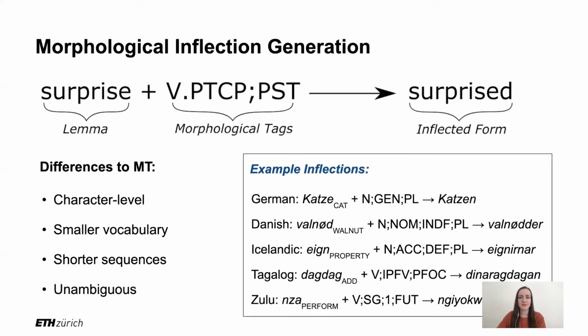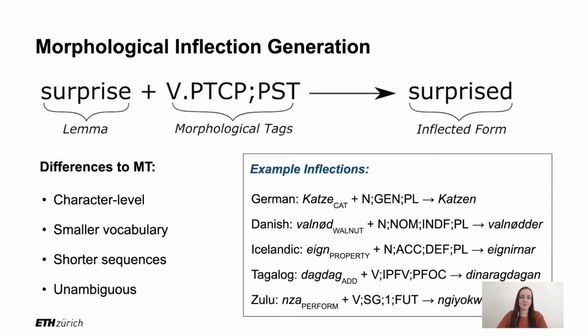For instance, morphological inflection is modeled on a character level, while machine translation is typically modeled on a word or subword level. As a result, the vocabulary is smaller for morphological inflection, as it only consists of the single characters of the alphabet, while for machine translation, it often includes a large number of words and subwords. Also, the sequences are shorter. Those two things together imply that the output space is much smaller for morphological inflection.